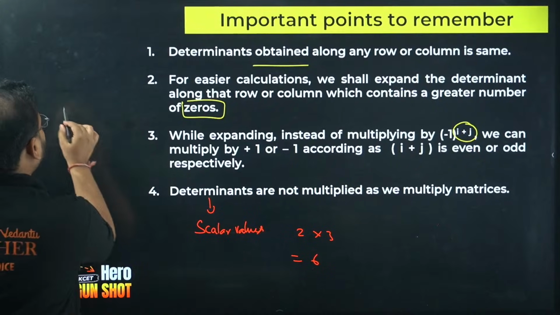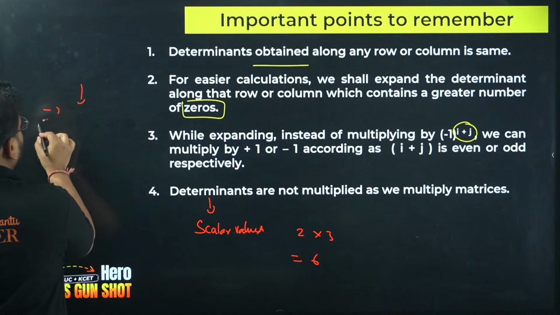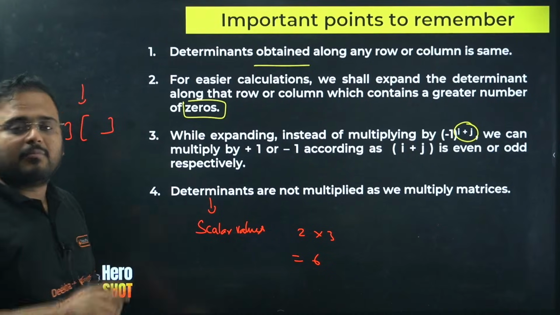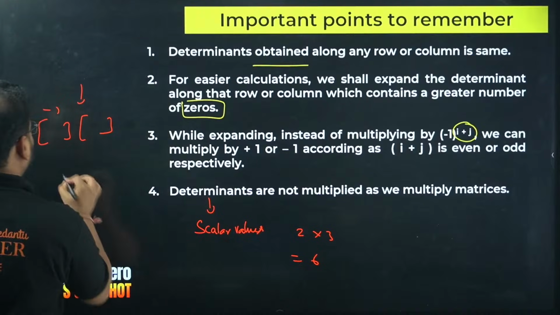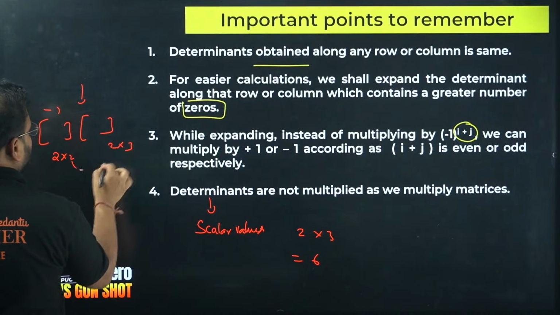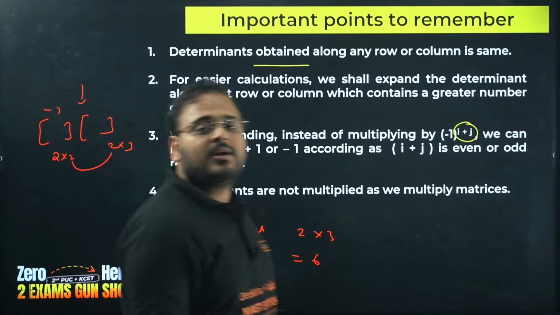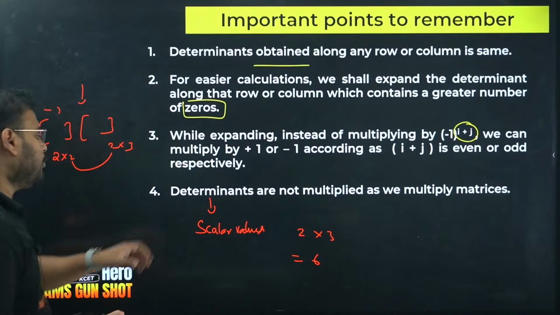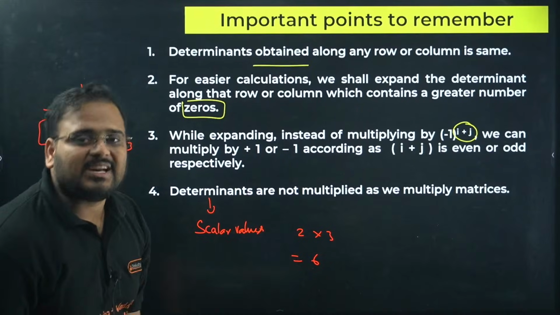What do you do in a matrix? You go from row to column. Remember, if you have this matrix, you multiply row to column. Now, the number of rows and the number of columns over here must match. So if you have, let's say, 2 cross 2, you should have over here 2 cross 3, because this has to be equal. Got it? So this is the rule in the case of matrix multiplication. But when you go to determinants, you don't multiply like matrices, because they are scalar values.